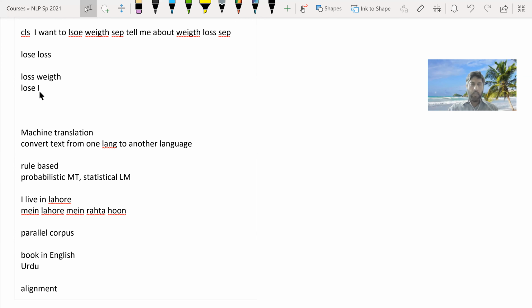but why I brought this up was that to generate this parallel corpus, you need to make sure that the two sets are aligned. They talk about the same thing. Okay, so that's important.